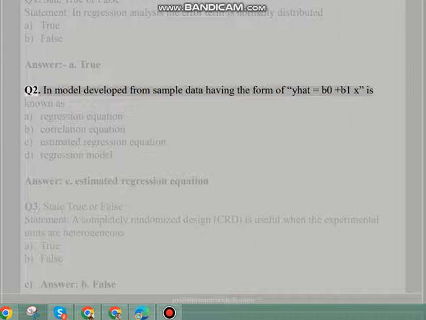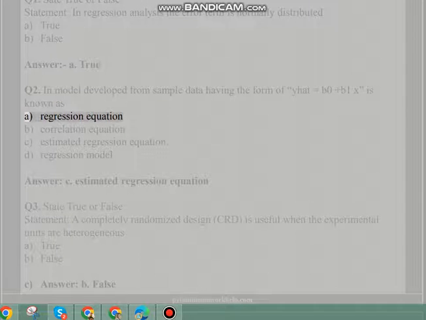Q2. A model developed from sample data having the form ŷ = b0 + b1x is known as A. Regression equation, B. Correlation equation, C. Estimated regression equation, D. Regression model. Answer: C. Estimated regression equation.